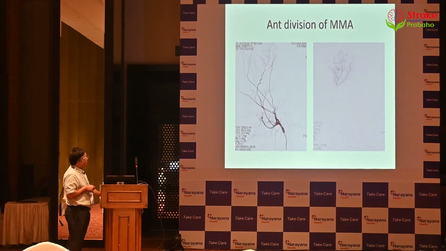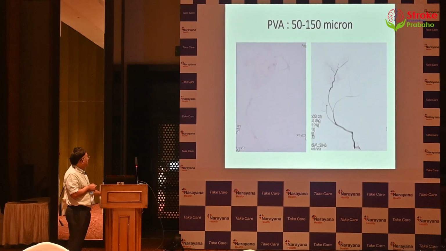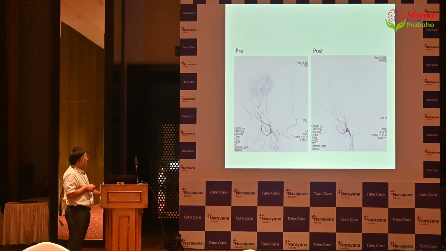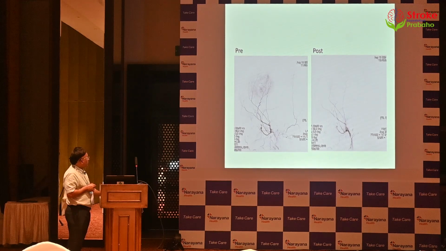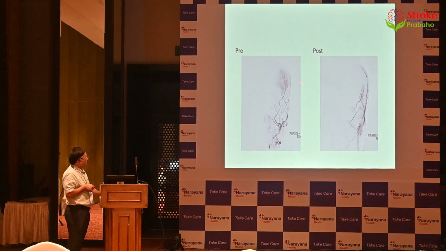So we went through the anterior region. There is no dangerous anastomosis here. We went up to here and placed the PVA particles of 50 to 150 micron. This anterior division remained intact, but the blush has gone. So this is pre and post. You can see the major branches are intact, but the blush has gone, and it has helped the surgeons reduce blood loss during surgery. So this is pre and post embolization.